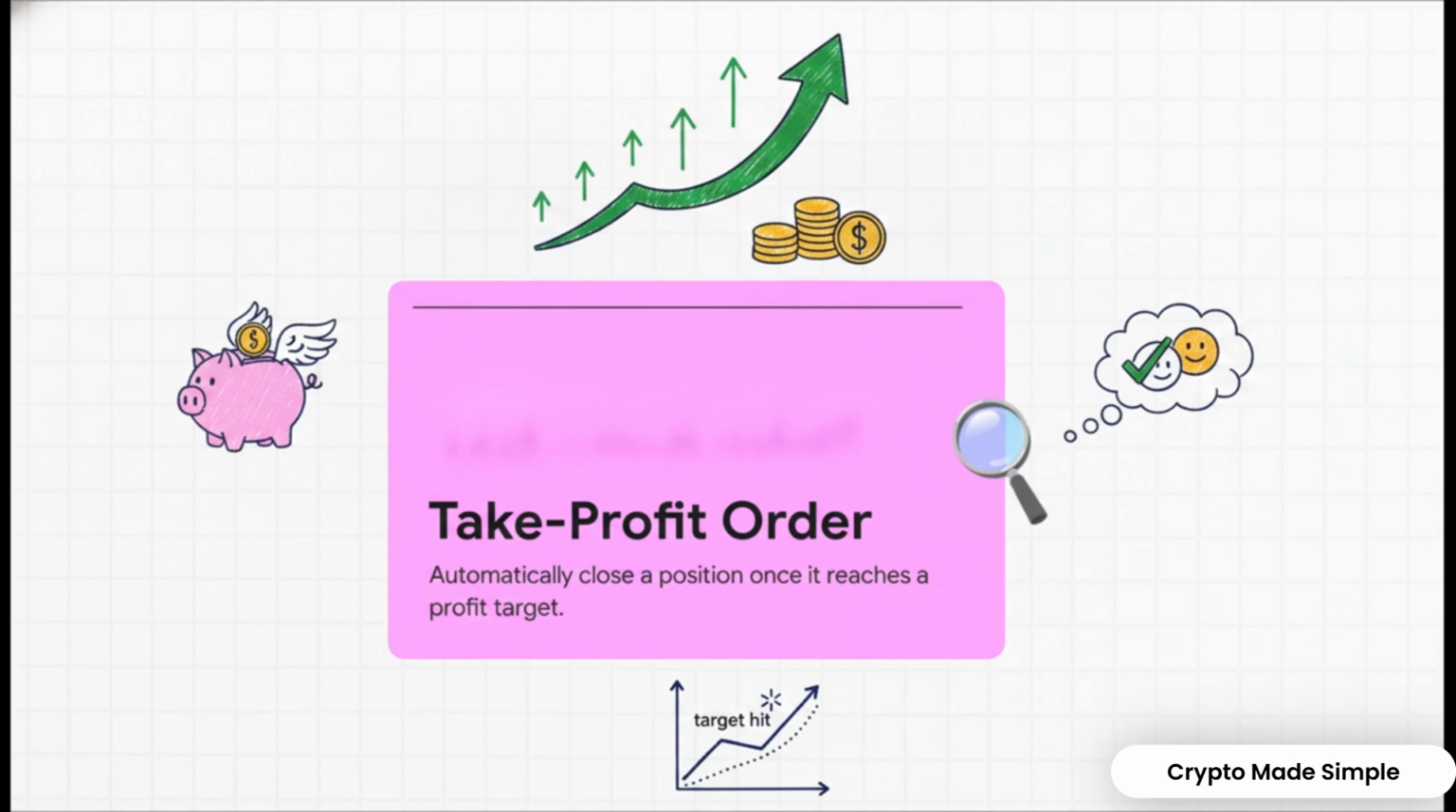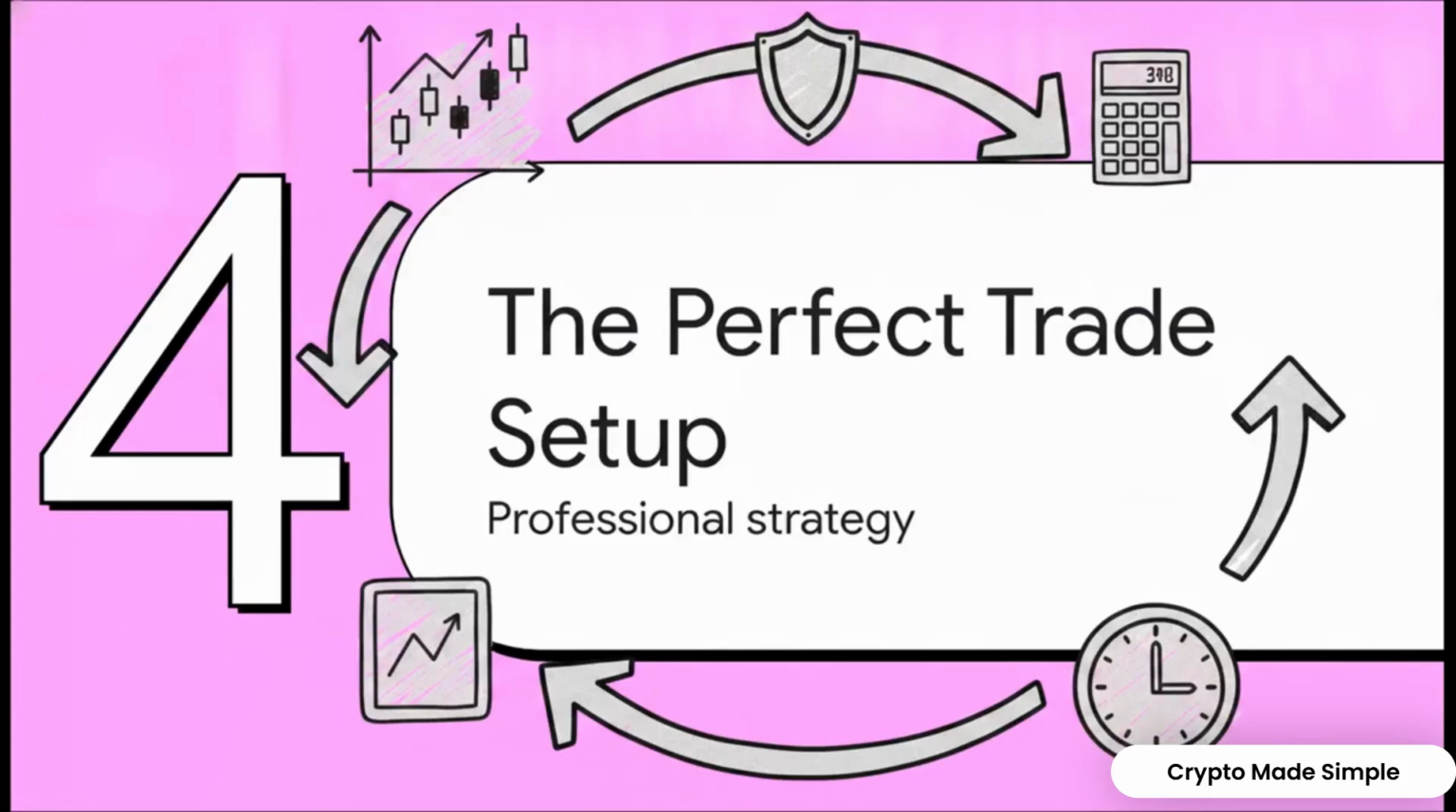Yes, the downside is you might close out a bit early and leave some money on the table if the price keeps rocketing upward, but hey, locking in guaranteed profit based on your plan, that's never a bad thing. Which brings us to part four, the perfect trade setup. We're now going to take all of these isolated tools and combine them into one cohesive, highly professional strategy.